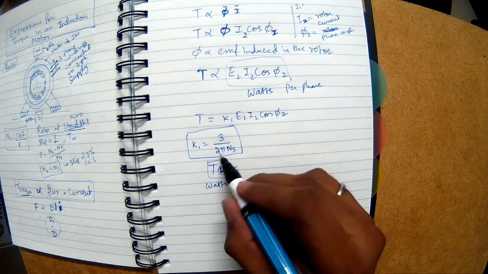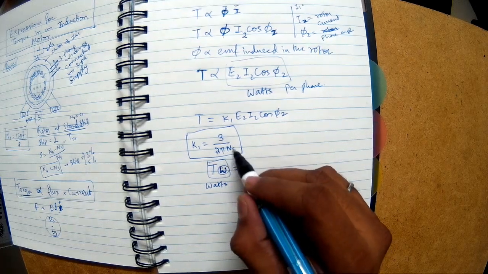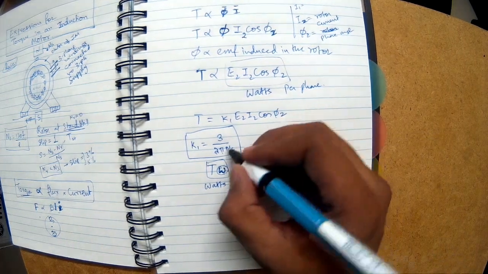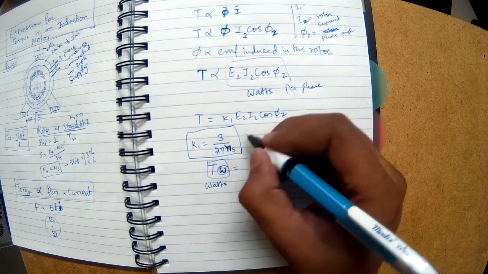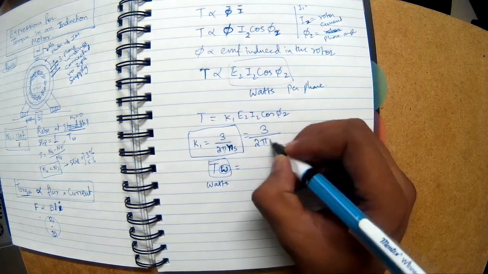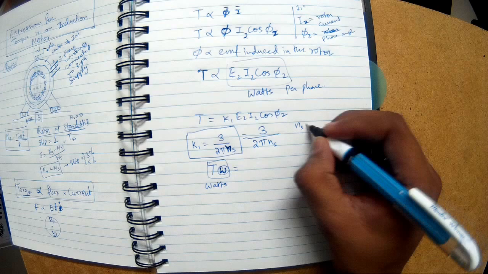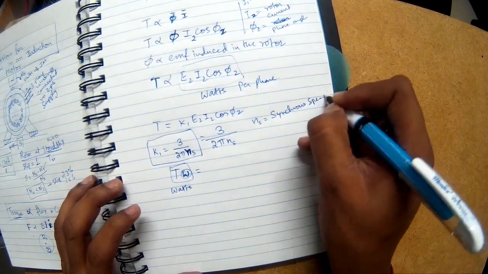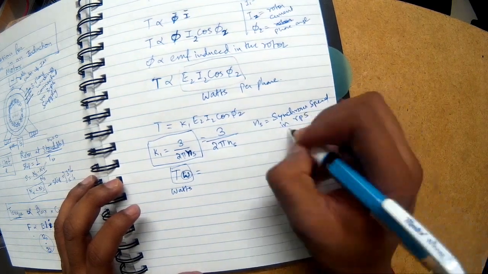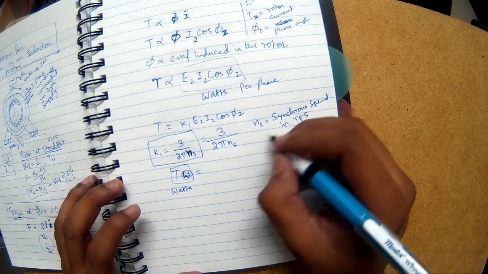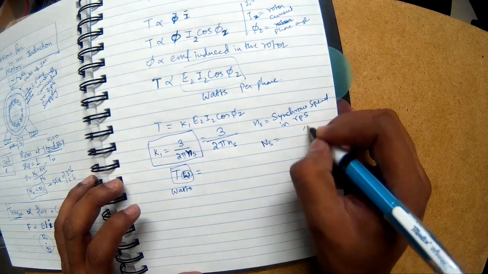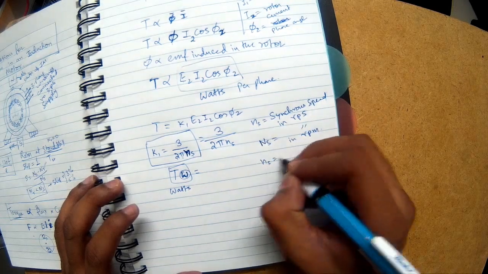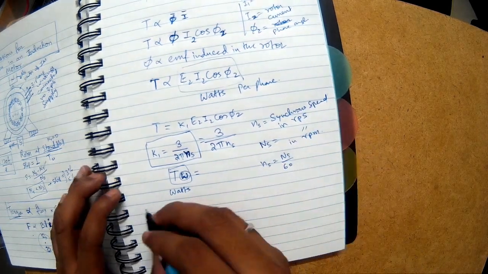So omega is 2 pi ns, because 2 pi into the number of revolutions. By the way, not the capital Ns, I'm sorry, it is a small ns. Small ns is nothing but the synchronous speed in RPS, revolutions per second, whereas capital Ns is the synchronous speed in RPM, revolutions per minute. So naturally, small ns is capital Ns divided by 60. So you will get it.